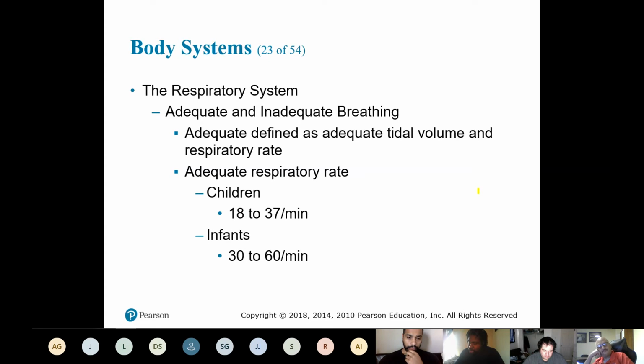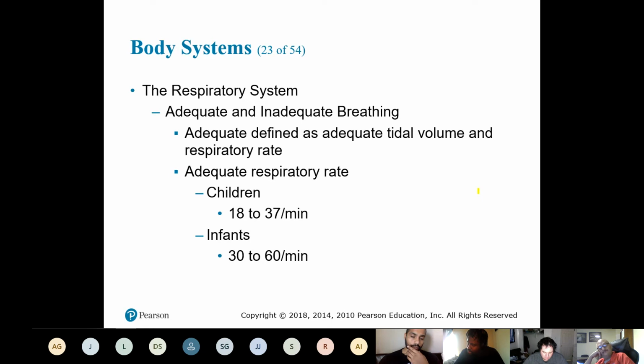For children, the normal respiratory rate for a child is 15 to 30. And the way to remember that is you start off at 15 and you double it up and you get 30. Just remember it that way. 15 to 30. 15 times 2 equals 30. Okay? You just want to think about normal. If they're between 15 and 30, they're doing okay.